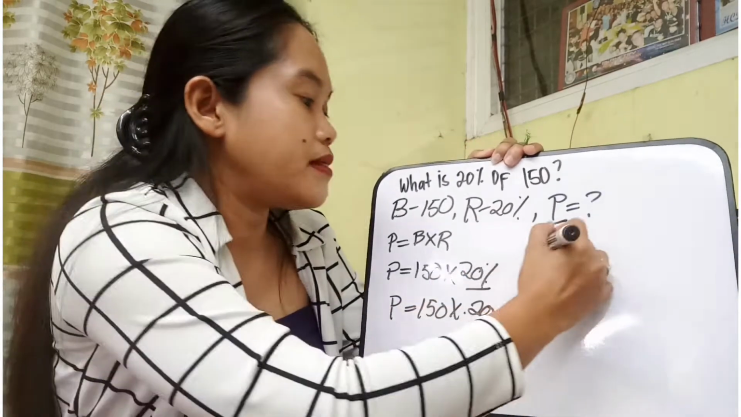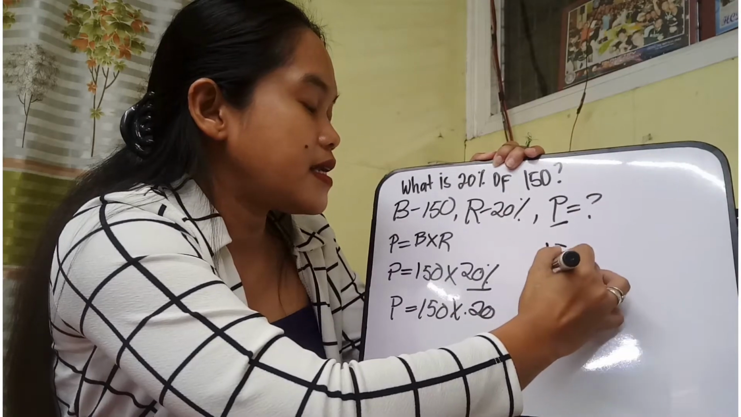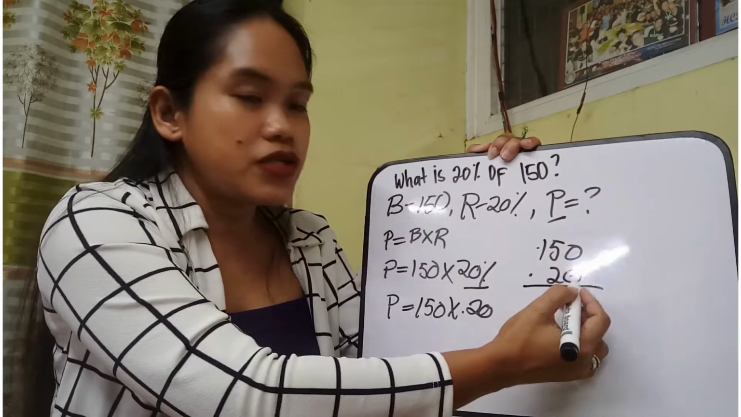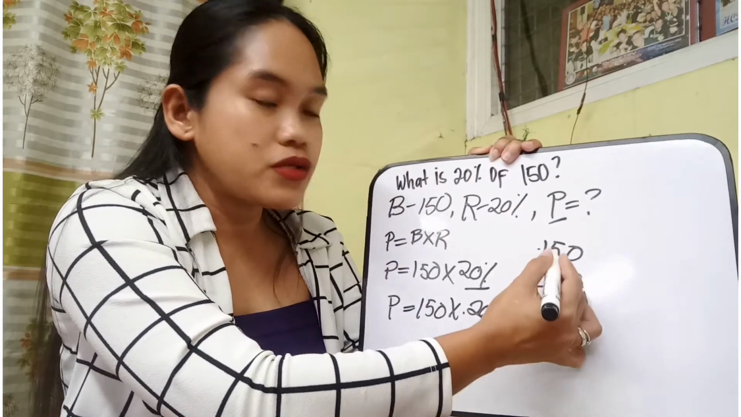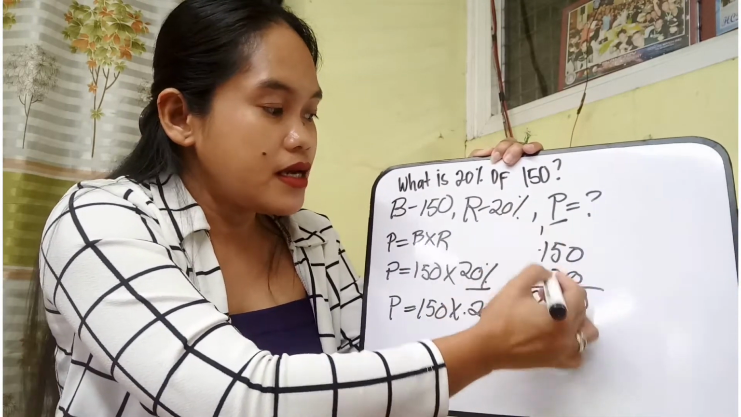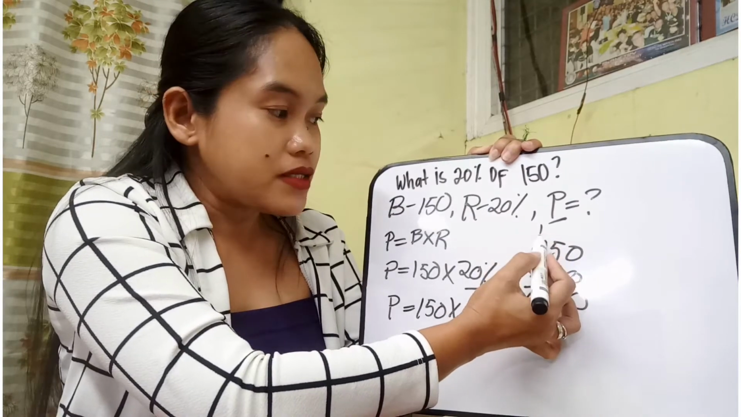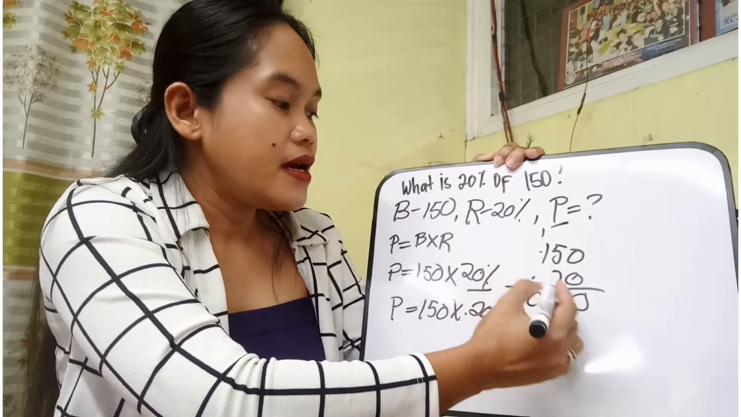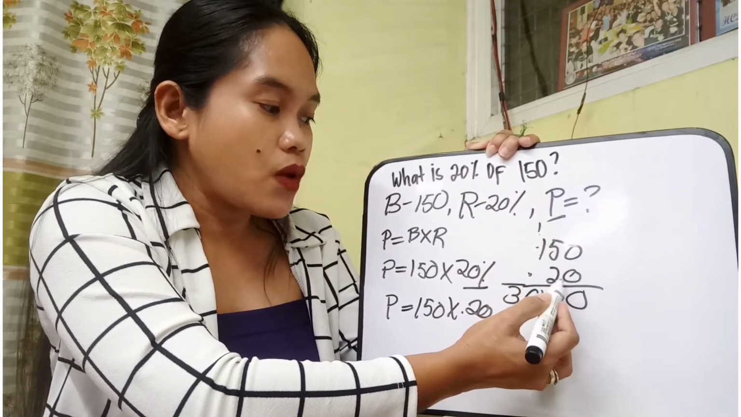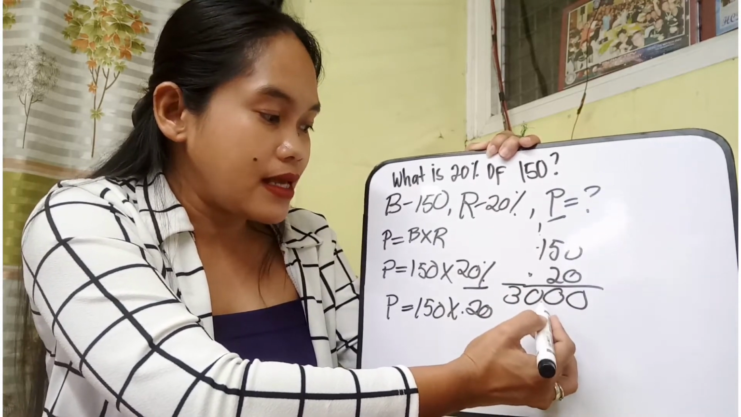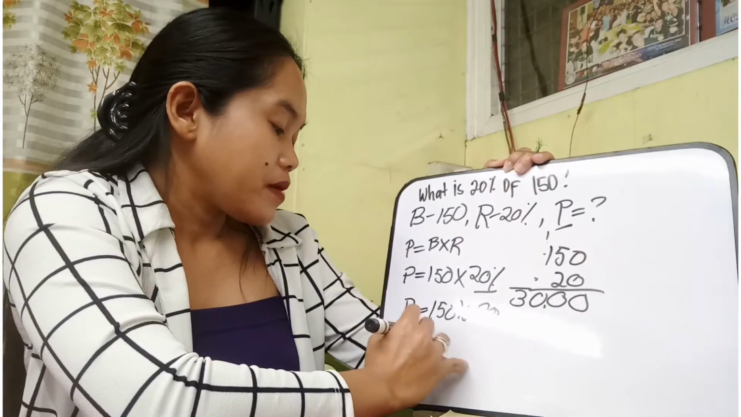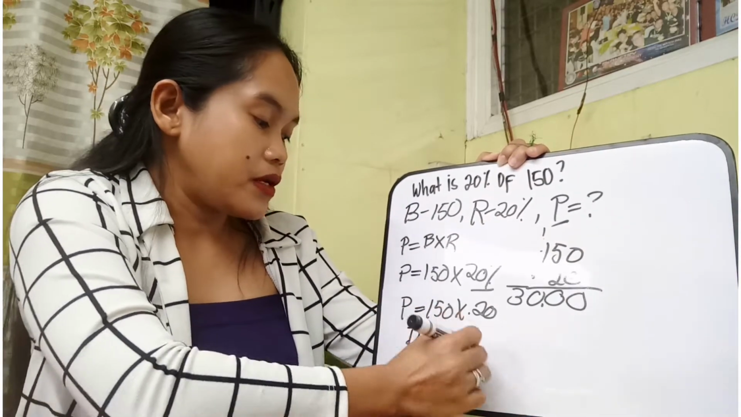So, 150 times 0.20. Ayan, so 0 times 0 is equal to 0. 2 times 0 is equal to 0. 2 times 5 is equal to 10. Carry 1. 2 times 1 is equal to 2. Plus 1 is equal to 3. And i-count natin ang ating decimal point. So, 1, 2. Mag-count din tayo dito sa ating answer. 1, 2. So, dito yung ating point. So, ibig sabihin, percentage is equal to 30.